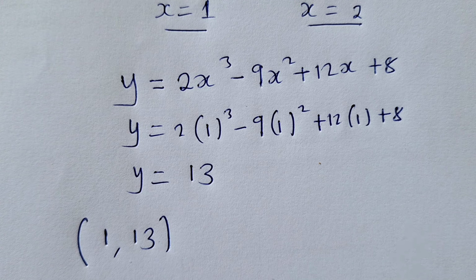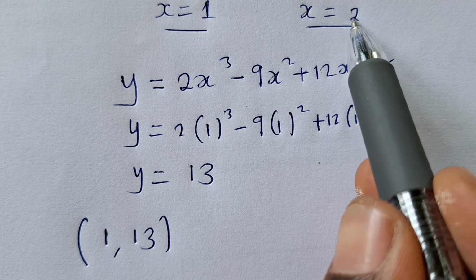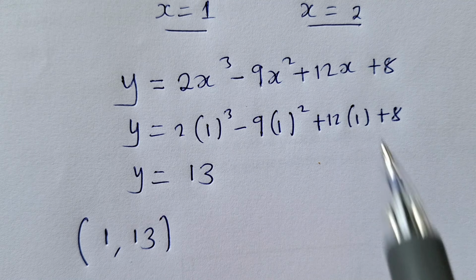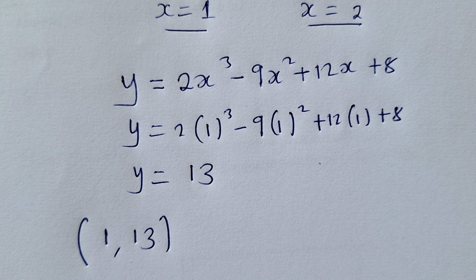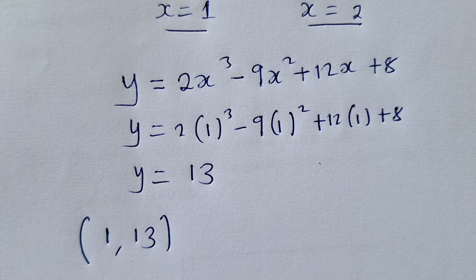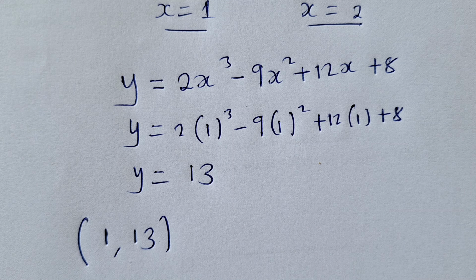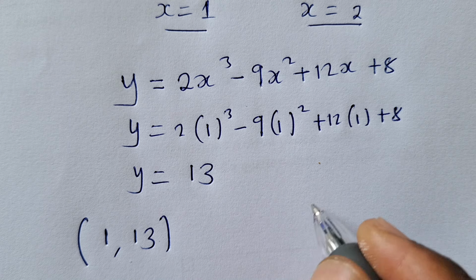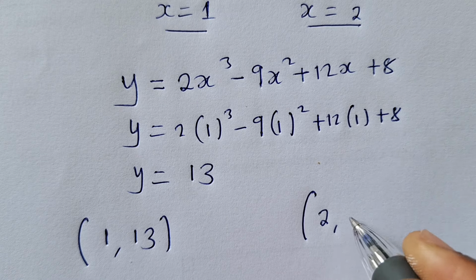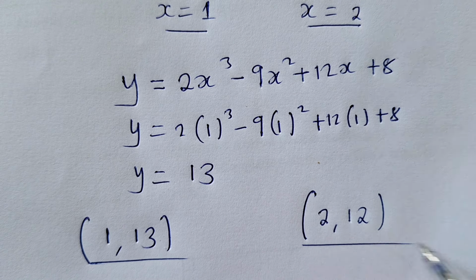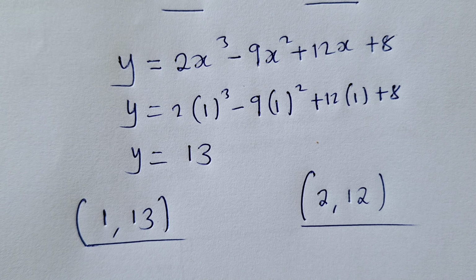For the other one, we do the same. We get this 2, we substitute here. So it will be 2 times 2 power 3 minus 9 times 2 power 2 plus 12 times 2 plus 8. This, of course, is giving us a 12. So the other turning point is (2, 12). So these are the two turning points of this curve.